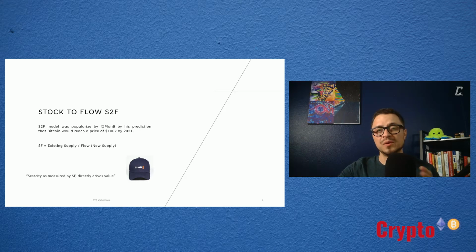What the stock to flow model is, is just a way to measure scarcity. So it's a very simple formula. It just tracks what the current supply of an asset is, and then it gets divided by the new supply of the asset being issued into existence. It was traditionally used for commodities such as gold, silver, and other commodities.